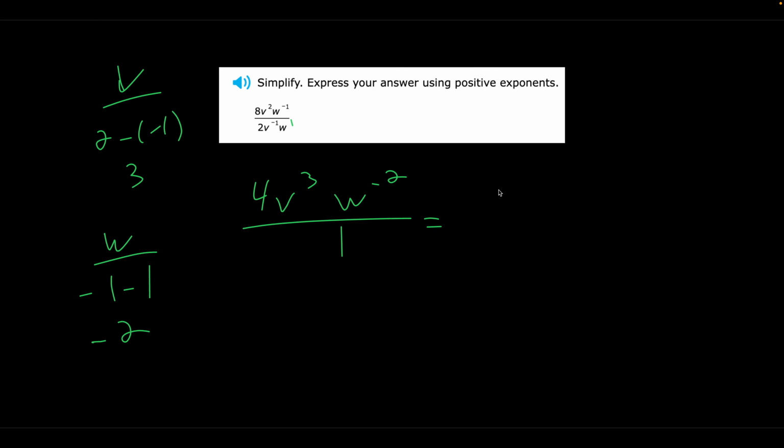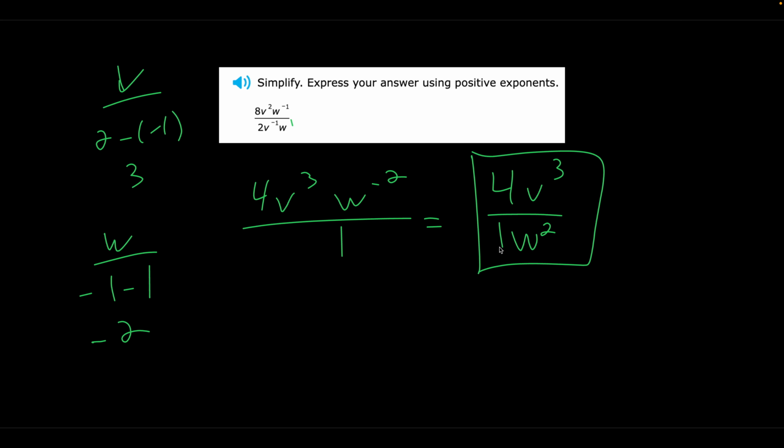So my final answer is going to be 4v cubed. These don't move because they don't have the negative exponent. The only part that has the negative exponent is the w. So the w moves down and it becomes positive. And now this is the final answer. I mean, there's a 1 there. Again, don't have to write it. This just looks neat like this.